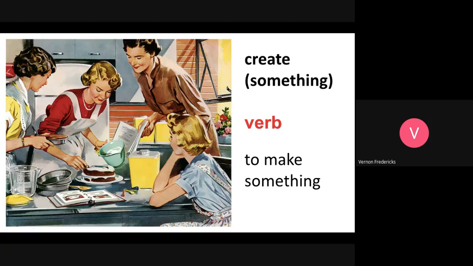From this word create, we can also derive the word creative, which is an adjective. I can say my mother is very creative. She can cook something from nothing, and make a pot of food or make something very, very nice. So some people are very creative, and that's an adjective. Create means to make something, which is a verb.